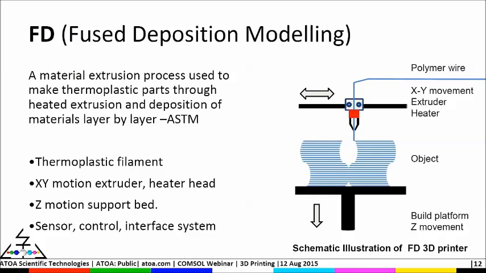On the right-hand side, what you see here is a schematic of an FDM 3D printer. The critical components are the polymer wire, the XY motion extruder, the heater, and the support bed which can move up and down, plus the usual machine and control interface system. This is the typical fused deposition modeling configuration, most popularly used in consumer-level 3D printers.